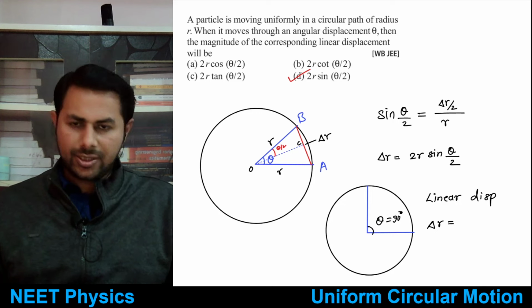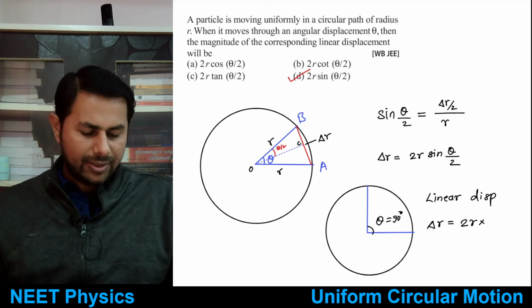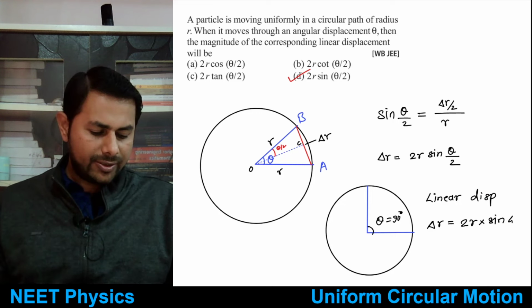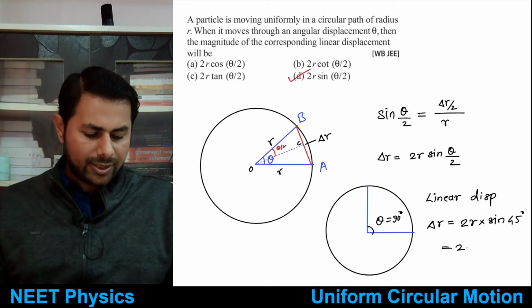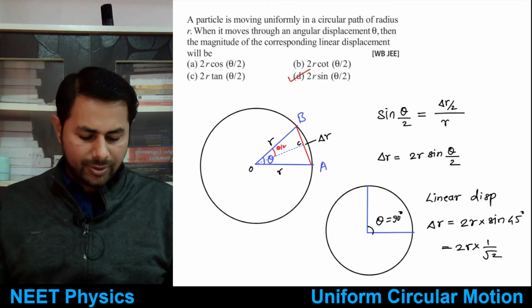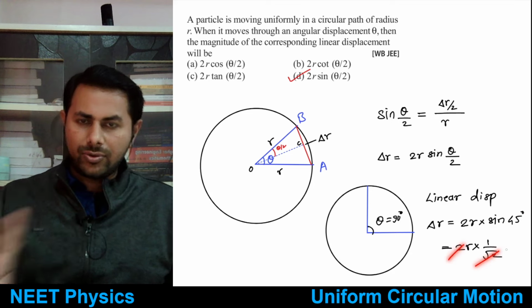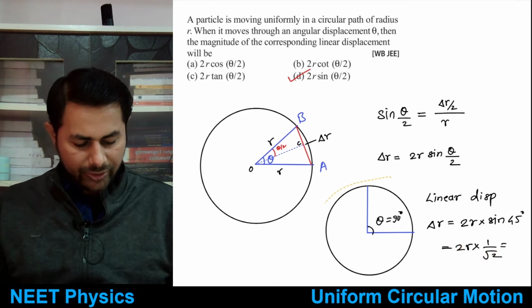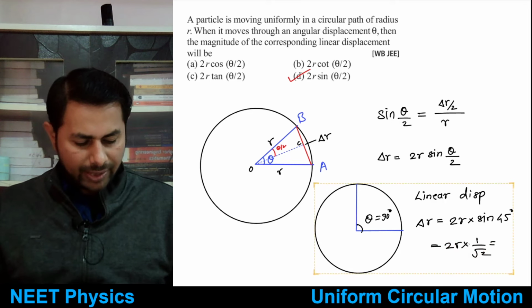Delta r is just equal to 2r multiplied by sine of theta by 2. Sine of theta by 2 is 45 degrees. So that's 2r multiplied by sine 45, which is 1 by root 2. So then you get root 2 times r, right? What do you get? Root 2 times r.